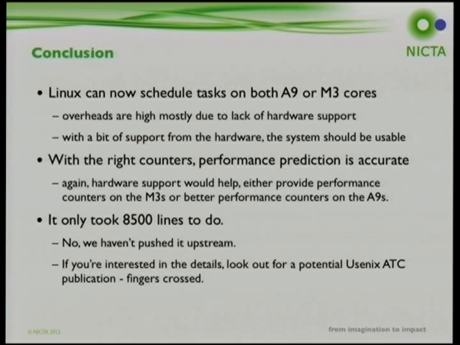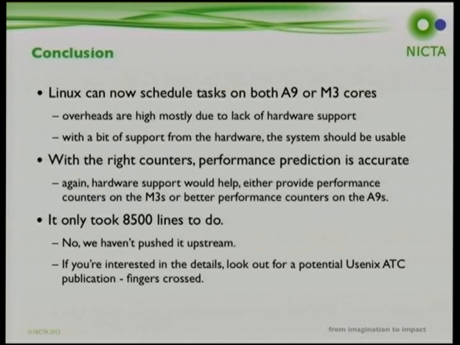The overhead of doing the TLB miss rate prediction is quite high, so it'd be better if we had an actual hardware performance counter that could help us predict the performance of a different size TLB. With the right performance counters, we can predict the performance on a different core quite accurately, and it only took 8,500 lines of code to actually do all this work, and that includes the modeling. So it's a pretty big lot of work inside the kernel, but it's not insurmountable. Pretty much one student working on it part-time for a year managed to complete it.